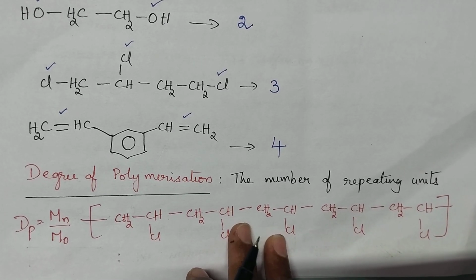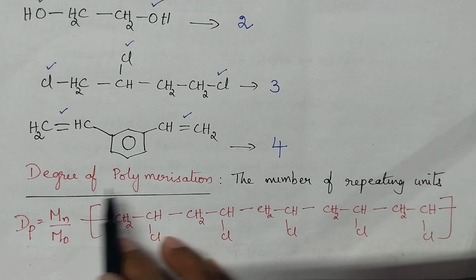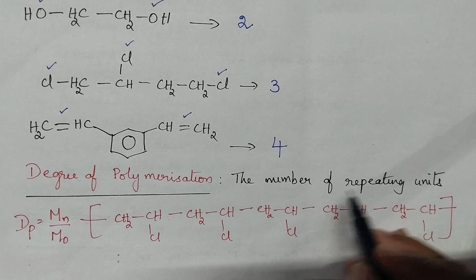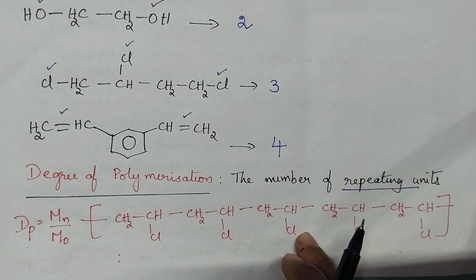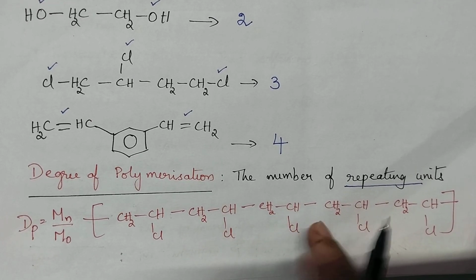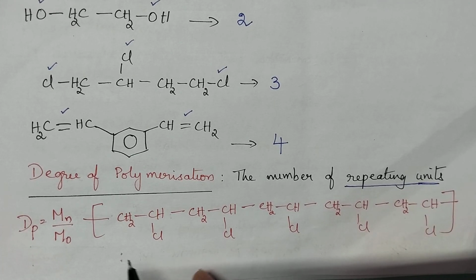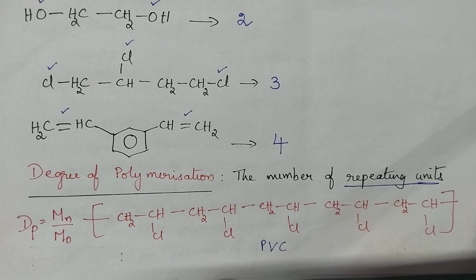And the next important term is degree of polymerization. Coming to the degree of polymerization, it can be defined as the number of repeating units present in a polymer. So what is meant by degree of polymerization, students? The number of repeating units present in a polymer. Let us see one example. It is the polyvinyl chloride. Let us see how many vinyl chloride molecules are present.